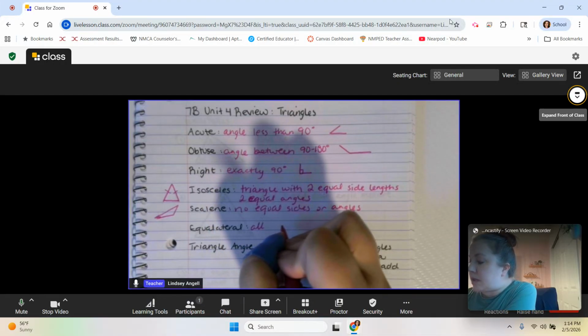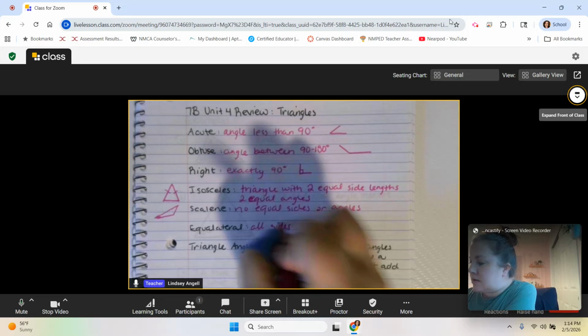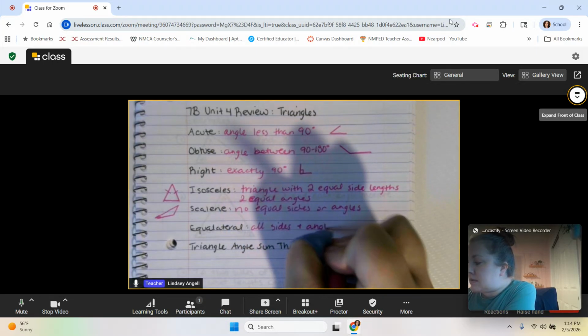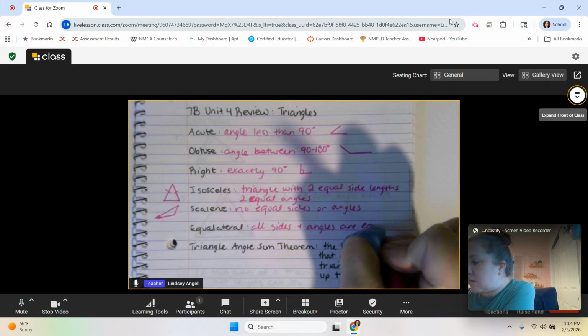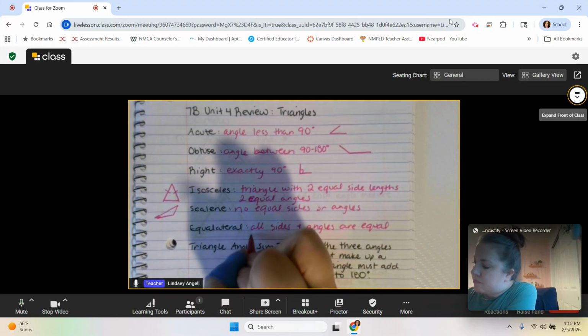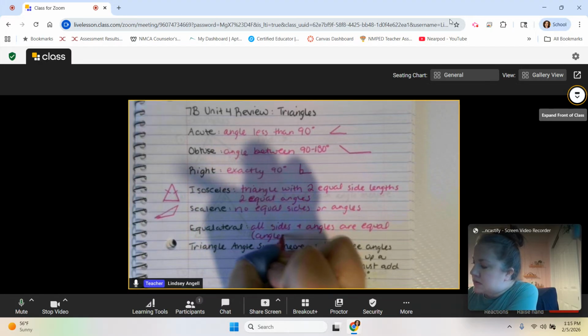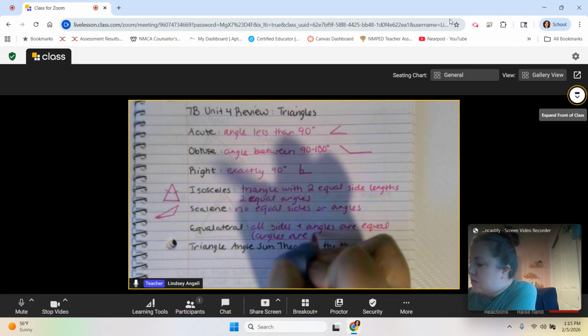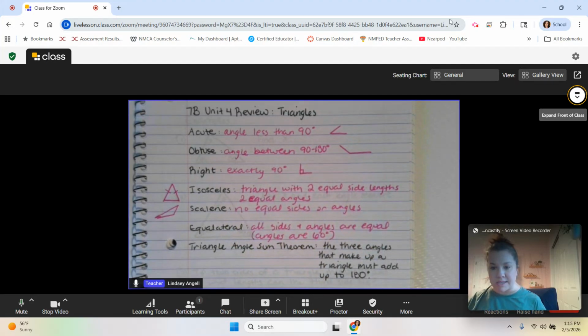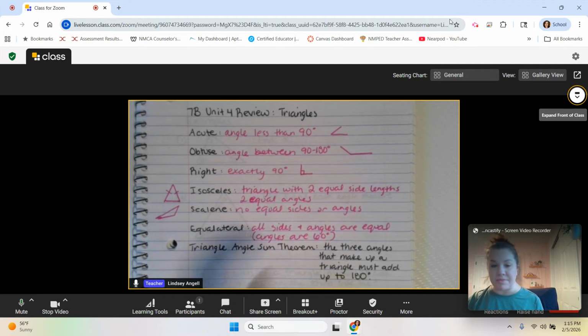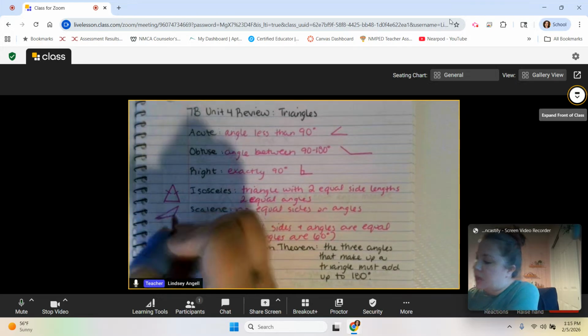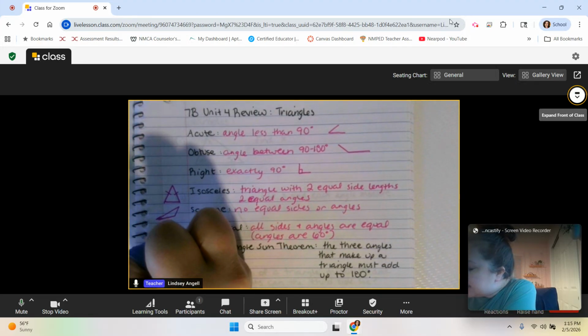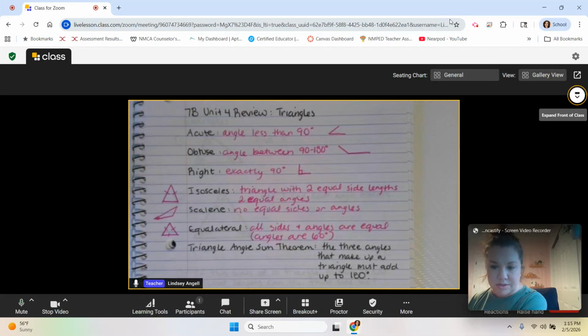With an equilateral triangle, all sides and angles are equal. Okay? And the angles are 60 degrees, right? Because of the triangle angle sum theorem, we know that they have to add up to 180. 180 divided by 3 is 60. And it would look something like this. And then we could use tick marks like that to show that they're all the same.